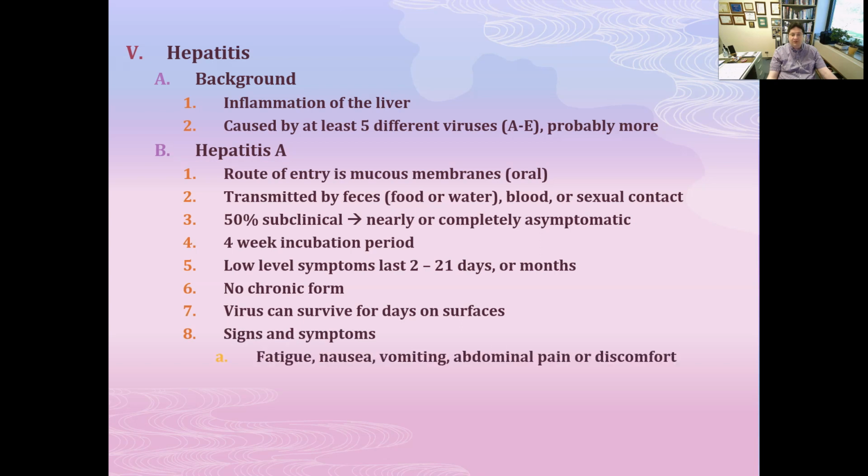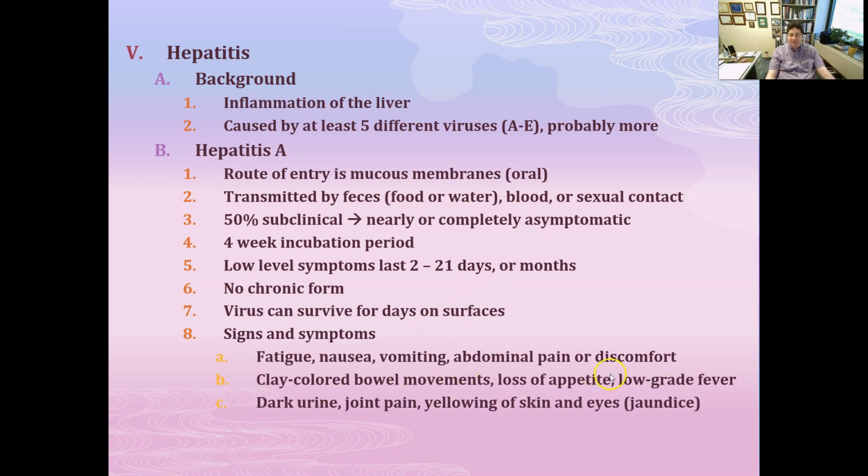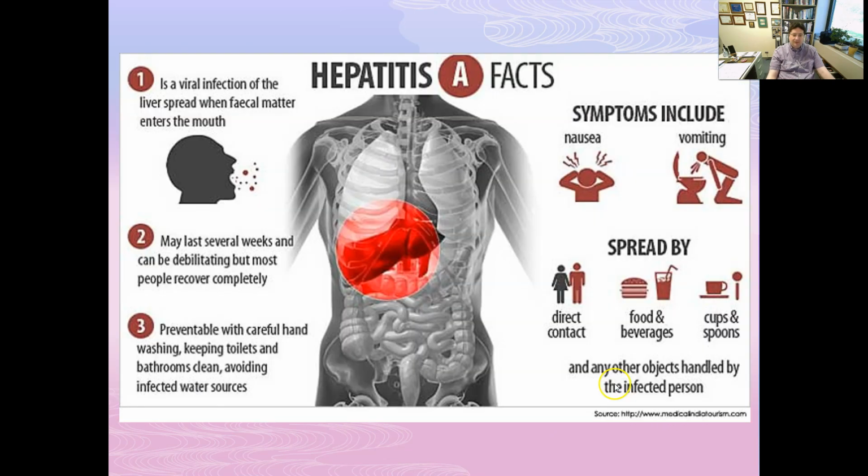Signs and symptoms include fatigue, nausea, vomiting, abdominal pain or discomfort. Those are pretty standard for any GI disease. But more specifically, clay-colored bowel movements, very dark, loss of appetite, low-grade fever, and then dark urine, joint pain, and that yellowing of the skin and eyes we call jaundice. Remember, this is affecting the liver, okay?